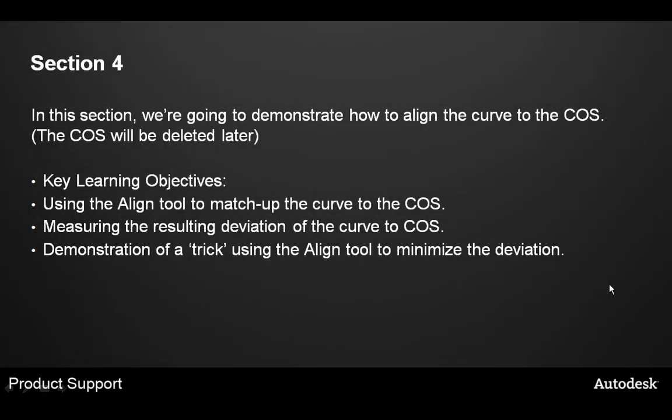So in this section, we're going to project our curves down to the surfaces, or the slabs, and we're going to use the align tool to match up the curve to the curve on surface. The curve on surface is going to be used as a guide to verify that the curves that we created in the previous section that we used with the extend tool are actually lying directly on the surfaces. Then we're going to measure the resulting deviation of the curve to the curve on surfaces. And we're also going to demo a trick using the align tool to minimize the deviation.